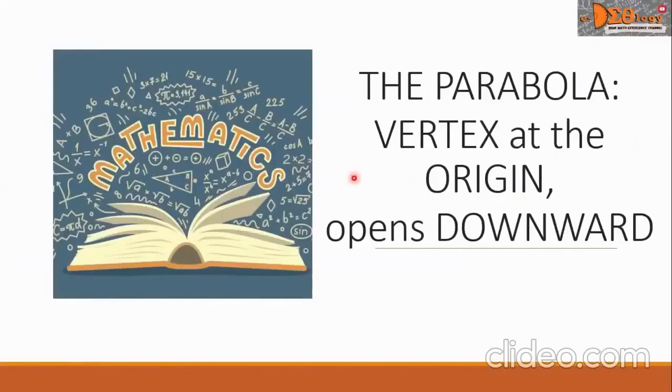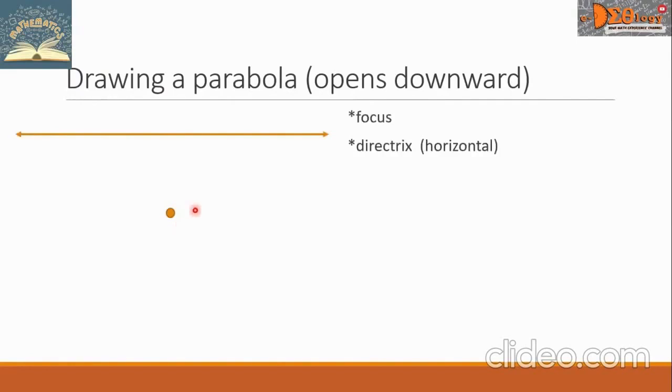Hi everyone. Today we're going to study the parabola with vertex at the origin and opens downward. Let us now draw a parabola that opens downward. Here we have a line and a point. The point is called the focus, and the line, which is horizontal, is the directrix. In here, we put the line above the point.